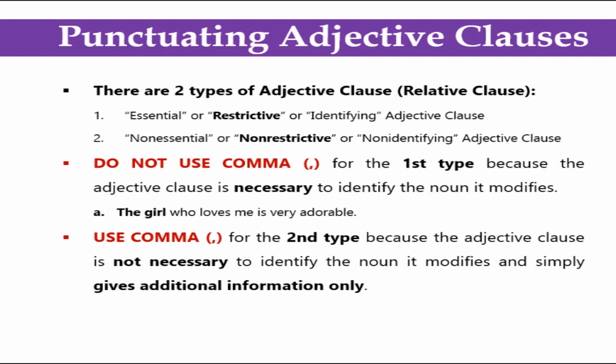You use a comma for the second type because the adjective clause is not necessary to identify the noun it modifies and simply gives additional information only. So example B here: The P, who loves me, is very adorable. We all know the P here, and "who loves me" here, we put a comma in between because this is the second type of adjective clause, the non-restrictive adjective clause. And "who loves me", this adjective clause just gives additional information about the P.